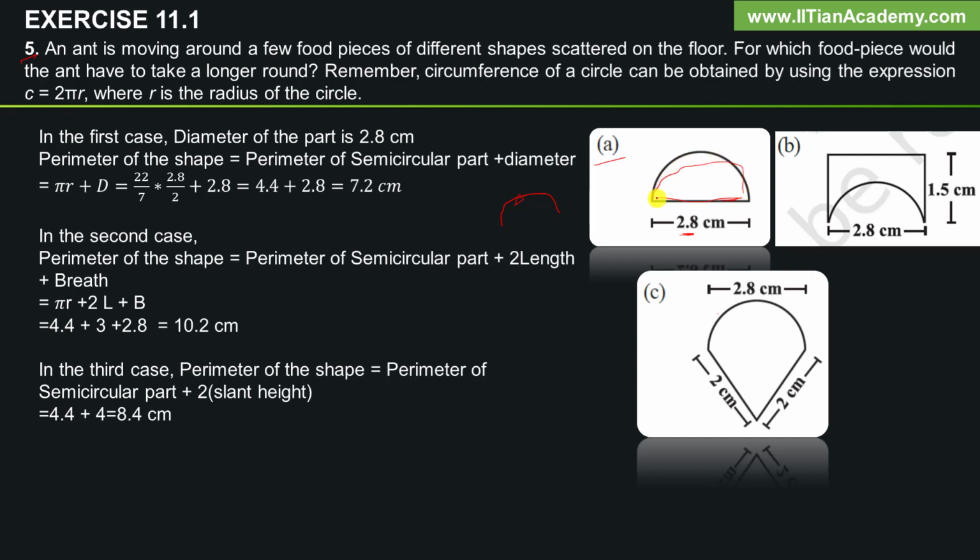Hence, in shape 1, the perimeter of the shape is the perimeter of the semicircular part plus the diameter. Now the perimeter of a semicircle is pi into r. Here pi is 22 by 7 and r is half of 2.8. Hence the perimeter of the semicircle with diameter 2.8 is 4.4 centimeters. Hence, the path length for case 1 is 7.2 centimeters.